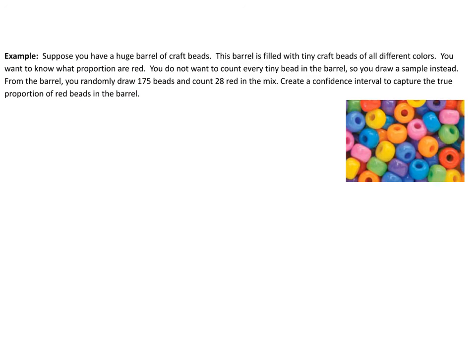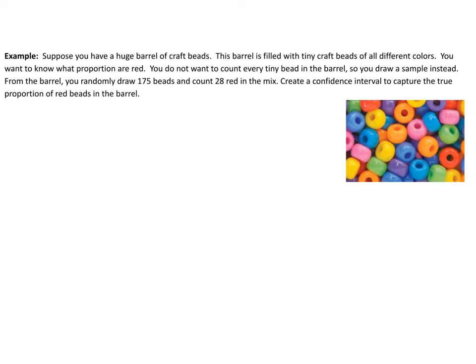So let's go through the whole process now with an example to help you understand this. So suppose you have a huge barrel of craft beads. This barrel is filled with tiny craft beads of all different colors like you see on your screen. You want to know what proportion are red, but you do not want to count every tiny bead in the barrel, so you draw a sample instead. From the barrel, you randomly draw 175 beads and count 28 red in the mix. Create a confidence interval to capture the true proportion of red beads in the barrel. All right, so it doesn't tell us specifically what confidence interval to create. So let's just do a 95% confidence interval.